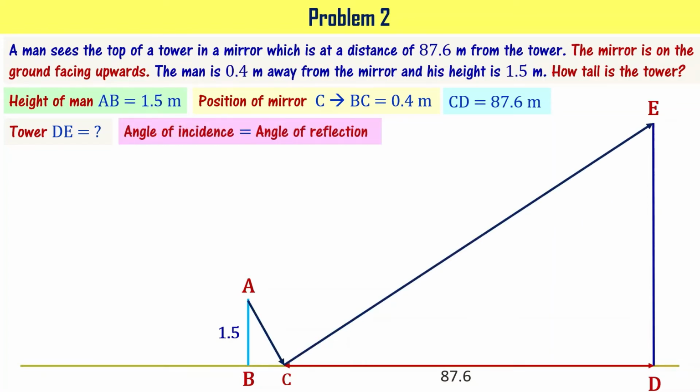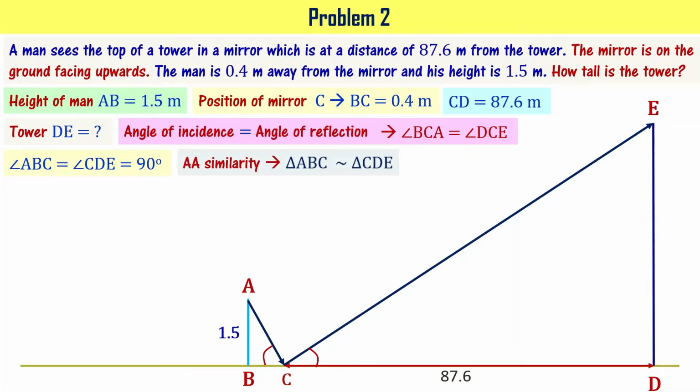As you see here, the angle of incidence and angle of reflection are going to be equal. The angle of incidence of light into the mirror and its reflection is going to be equal. It means that angle BCA is equal to angle DCE. And we know that a person and tower stand perpendicular to the surface of the ground. It means angle ABC is equal to angle CDE equal to 90 degrees. Now we have seen that two of the corresponding angles of these two triangles are equal. It means as per the AA criterion of similarity of triangles, triangle ABC is similar to triangle CDE.